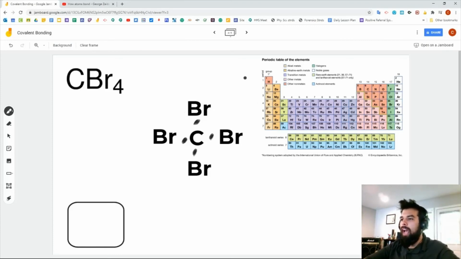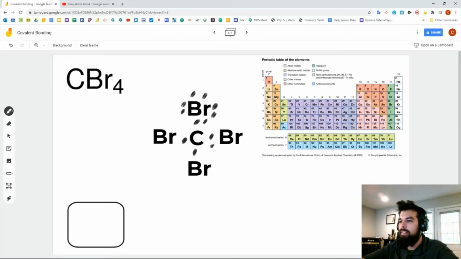So let's figure out how many valence electrons bromine has. 1, 2, 3, 4, 5, 6, 7. Bromine's right there in group 17. So let me draw, I'll start with the one in the bond. One, and do the top one. Two, three, four. Oh, and I've already got two there, so I'll skip it and go five, six, seven. There we go. Okay, so now we have our Lewis diagram for bromine.